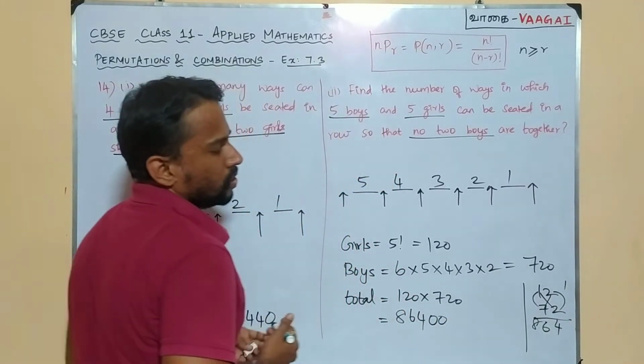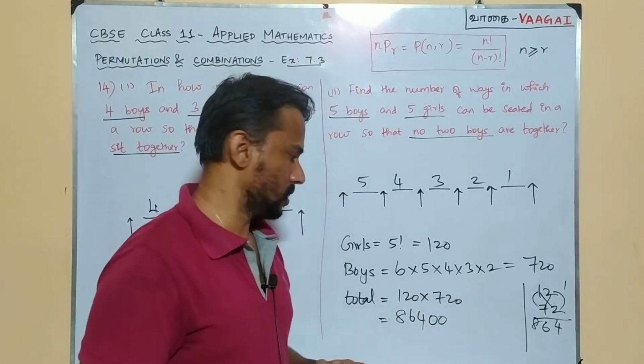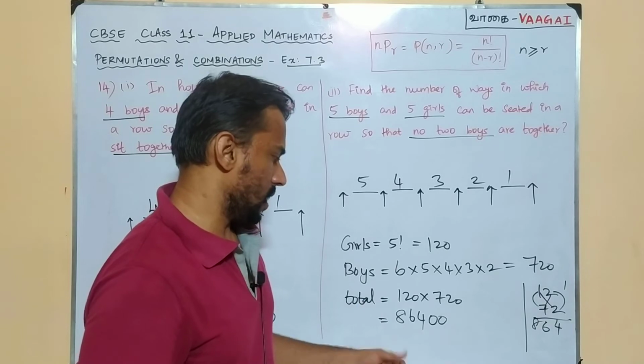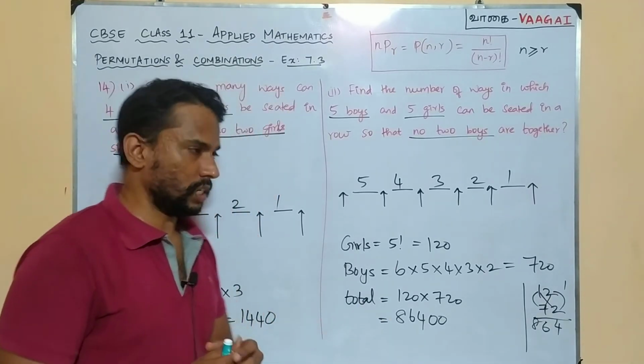Yes, right? If you want, you can even check it. 720, 144, 864. Yes, yes, yes. So 120 into 720, 86400 is going to be the answer for this second question, second subdivision.